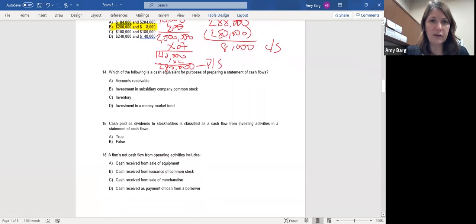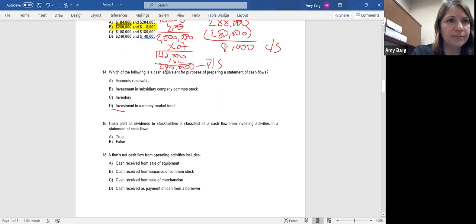Okay, which of the following is a cash equivalent for purposes of preparing a statement of cash flows? So accounts receivable isn't a cash equivalent. Investment in subsidiary company common stock is also not a cash equivalent, and neither is inventory.